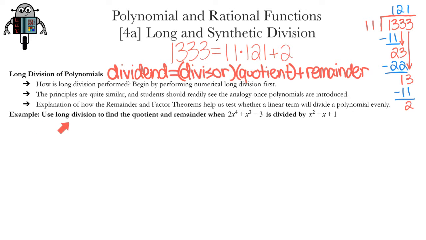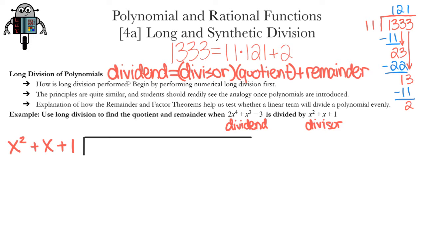Now let's use long division to find the quotient and remainder when 2x to the 4th plus x cubed minus 3 is divided by x squared plus x plus 1. Let's make sure we know what's what first. 2x to the 4th plus x cubed minus 3 is the dividend, and x squared plus x plus 1 is the divisor. So let's put the divisor on the outside and the dividend on the inside with placeholders for x squared and x because they don't show up in the dividend.